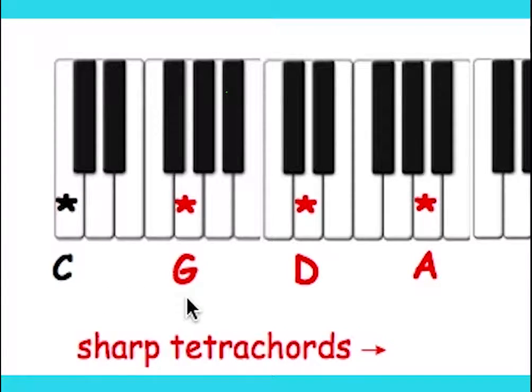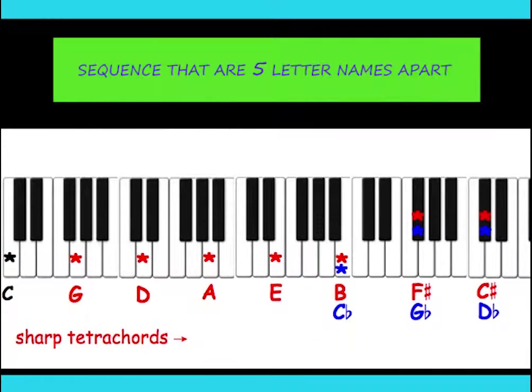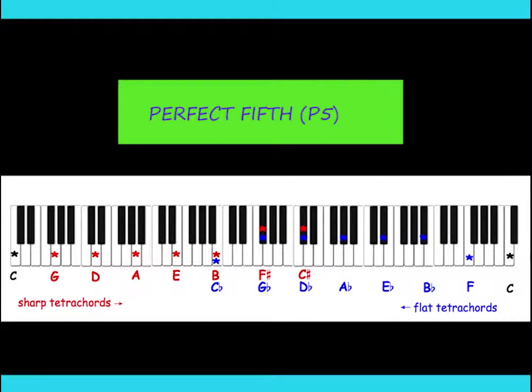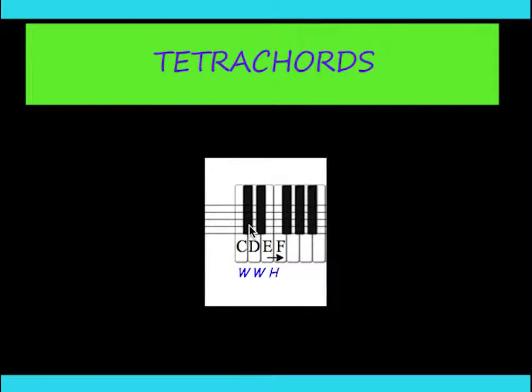The tetrachords will be presented in a sequence that are 5 letter names apart. For example, the next tetrachord shown is built on G. G is 5 consecutive letter names, C, D, E, F, G, above C, and therefore the next tetrachord in the sequence. The 5 letter names are called a perfect fifth and are 7 half steps apart. So 1, 2, 3, 4, 5, 6, 7. A perfect fifth is the interval name.